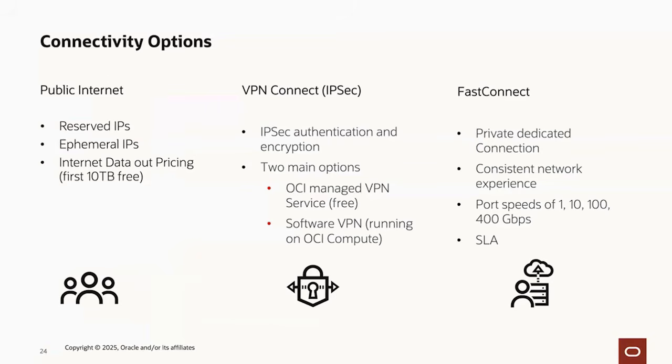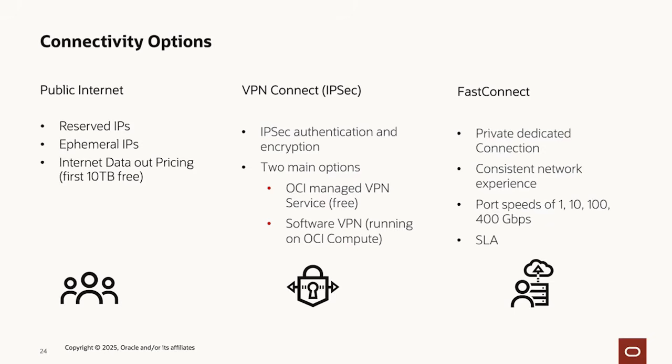With our site-to-site VPN, there are two main options, and it provides IPsec authentication and encryption for the entire packet. The two main options are the OCI Managed VPN service, or site-to-site VPN, and this is going to be free. And then we also have a software VPN. You can run a software VPN within one of your VCNs on an OCI compute instance, but you'll have to pay for the underlying compute resource.